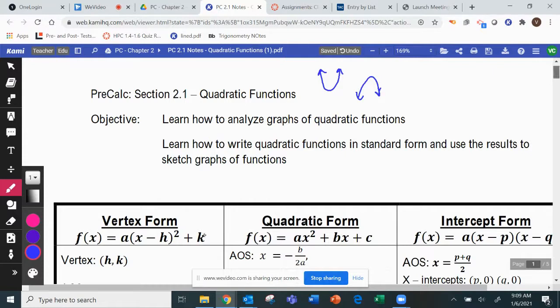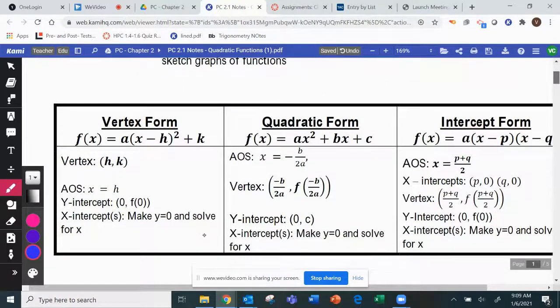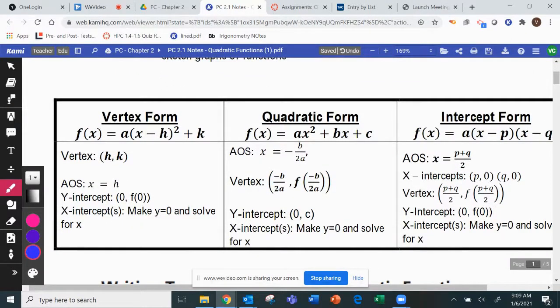There's this box here at the top that has different forms. We're first going to talk about vertex form. I'm going to get to that in a second. And then we'll start talking about quadratic form and intercept form as well. You should have covered all of this in algebra 2. So again, this is going to be a review.